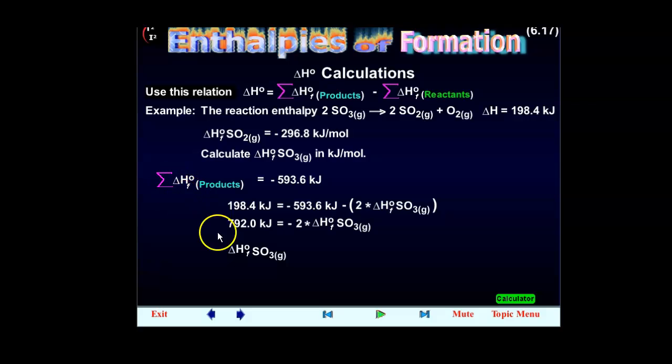You are given delta H, which is this. So, delta H equals the summation of the products minus the summation of the reactants. And you are given the values for the products, so you're looking for the reactants. So it's going to be an algebraic equation, which means you're going to have delta HF as your subject to get your answer. Negative 792.0 kilojoules divided by 2 equals negative 396.0 kilojoules per mole.